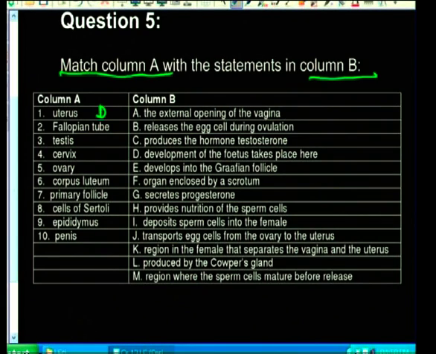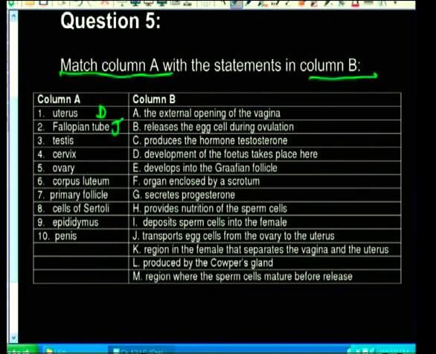Fallopian tube, it couldn't be any one of the first 4. Develops into a Graafian follicle, no. Organ enclosed by scrotum, definitely not. That's in a male. Secretes progesterone, no. Provides nutrition for the sperm cells, not at all. Deposits sperm cell, no. Transports egg cell from the ovary to the uterus, yes. That could be the correct one there. We're going to go with J for now.